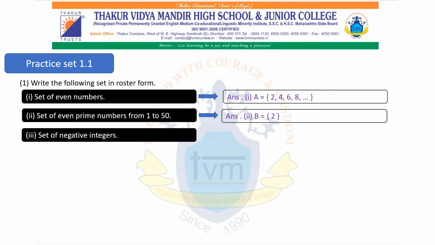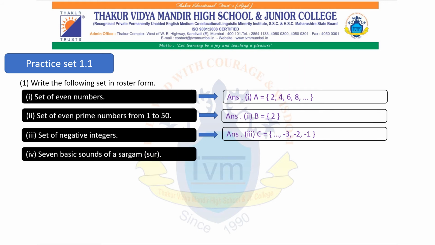Set of negative integers. When we refer to the number line, the biggest negative integer is -1, but the smallest negative integer cannot be defined. So it can be written as C is a set of dot dot dot -3, -2, -1. Or it can also be written as C is a set of -1, -2, -3, dot dot dot. As we have studied, the elements can be written in any order.